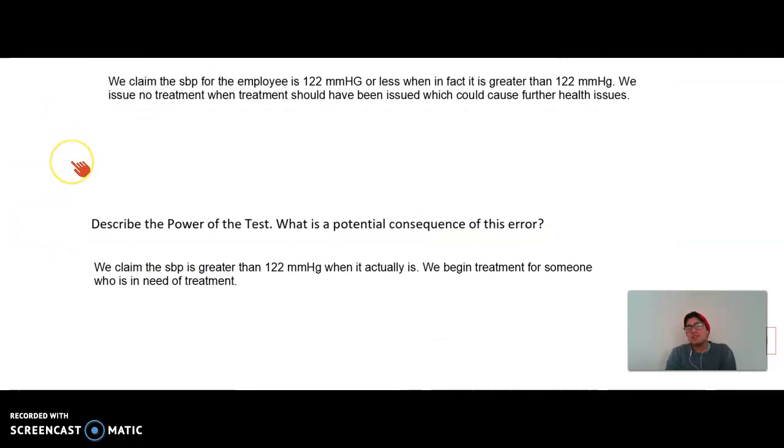Now, the power of the test is rejecting a false null hypothesis. So here, we claim that the systolic blood pressure is greater than 122 when in fact it actually is. Thus, we begin treatment for someone who is actually in need of treatment. There's power there. We might be saving their life.